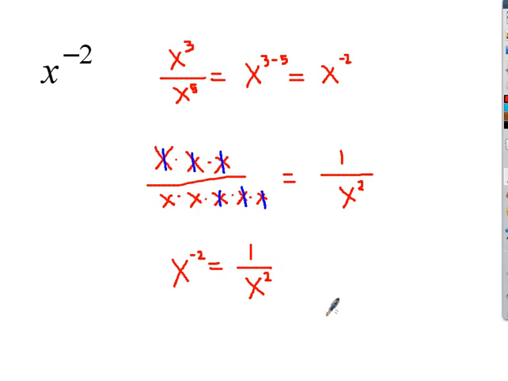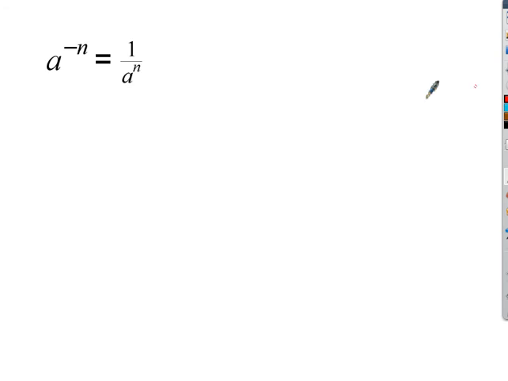An observant student may notice that I've taken this x to the negative 2 and put it on the bottom of a fraction and simply removed the negative in my exponent. That is the general rule that you can use for any negative exponent. Or a to the negative n is the same thing as 1 over a to the n, where my n is no longer negative.